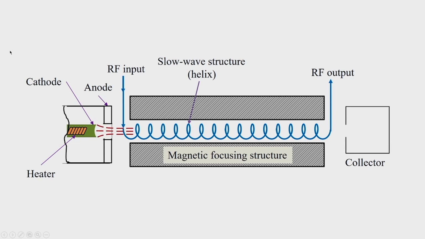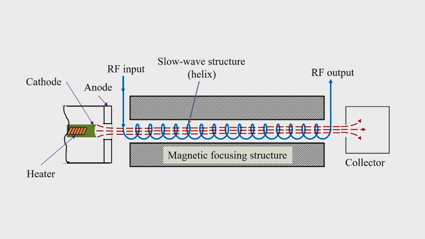We are not showing the biasing arrangements here. The anode accelerates the electron, and then this beam of electrons enters the slow wave structure, and RF input is provided here, which sets up the wave in this slow wave structure. These electrons, when travelling within the interaction space, interact with the wave in the slow wave structure, and this interaction is continuous.